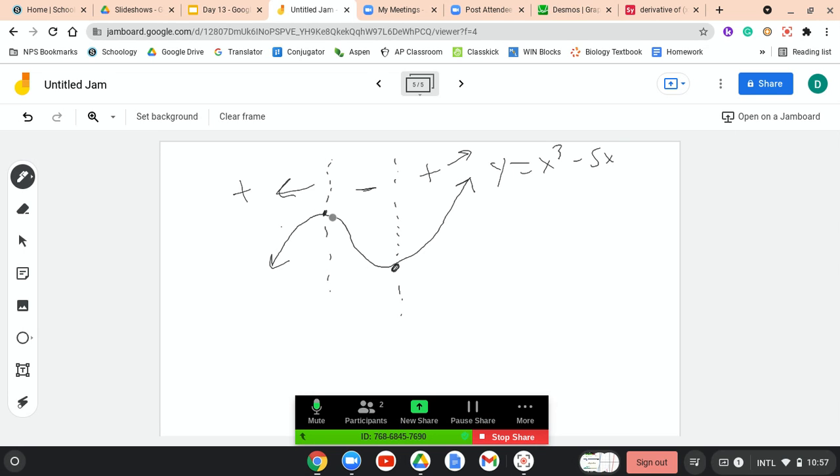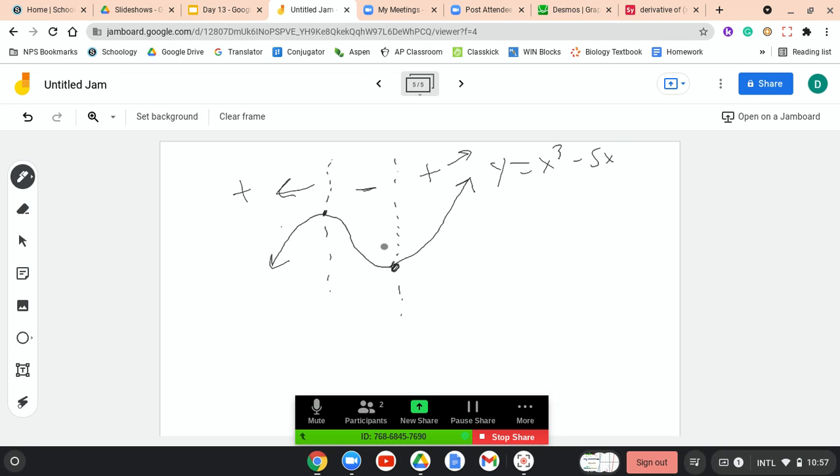And all I did to do that was identify the critical points, figure out whether there was a sign change, and I realized sign changes can only occur at critical points. So the regions in between two critical points have to have the same sign derivative everywhere. Okay. Any questions on that?